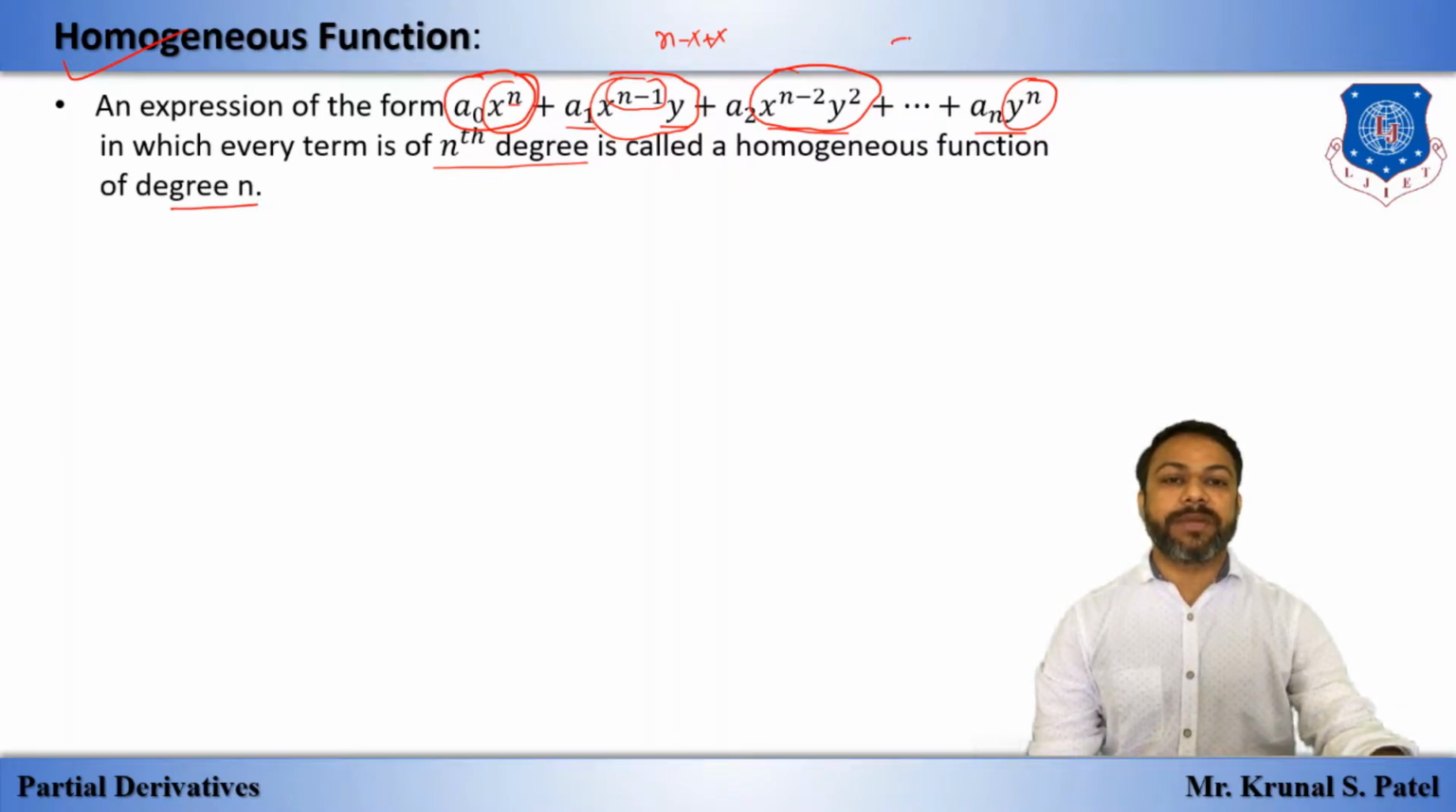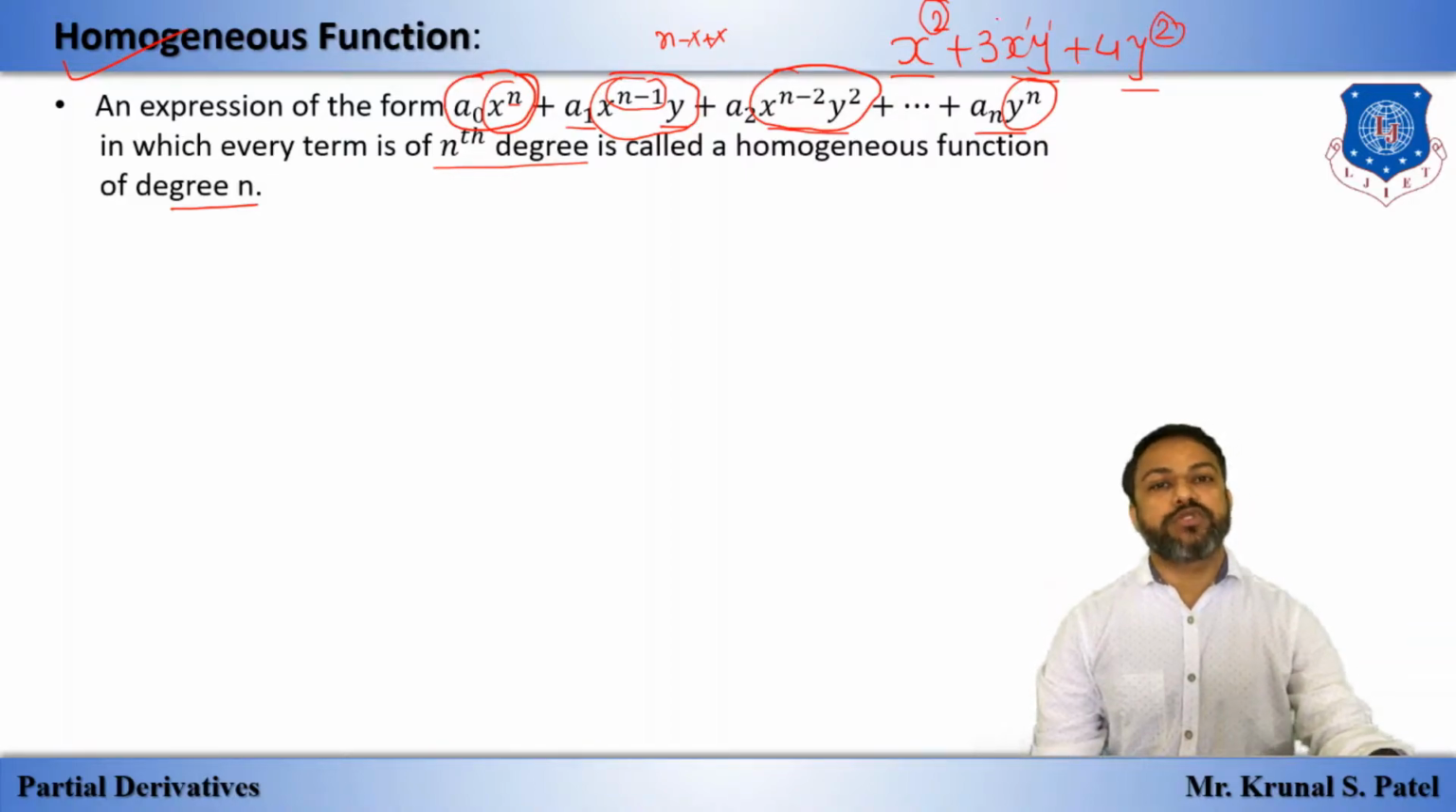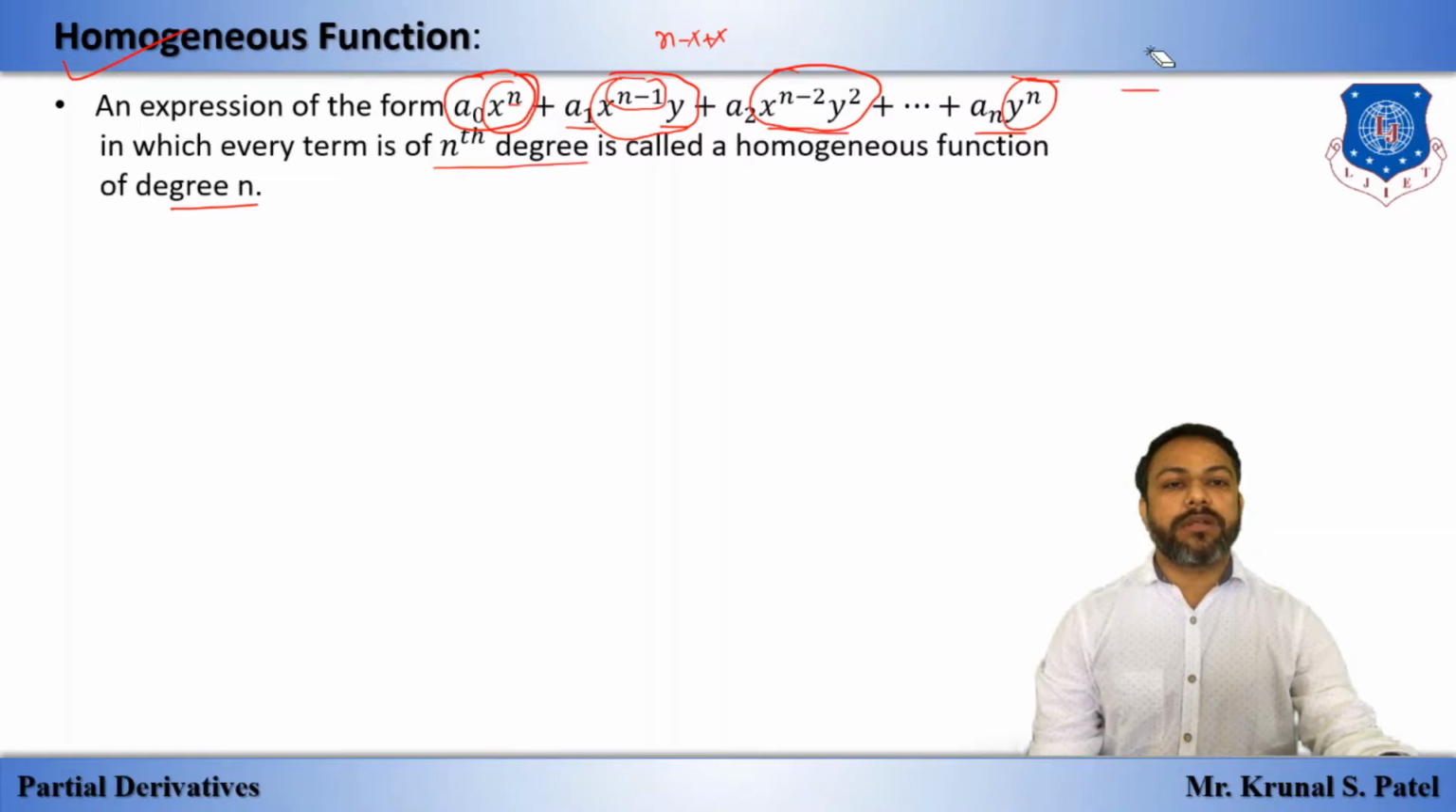For example, if I am taking x square plus 3xy plus 4y square, this is a homogeneous function, because each and every term has the same degree. The first term contains degree 2, the second term also contains 1 plus 1, which is 2 degree, and the third term also has degree 2. So every term contains the same degree 2. This is a homogeneous function of degree 2. Okay, this is only for understanding.